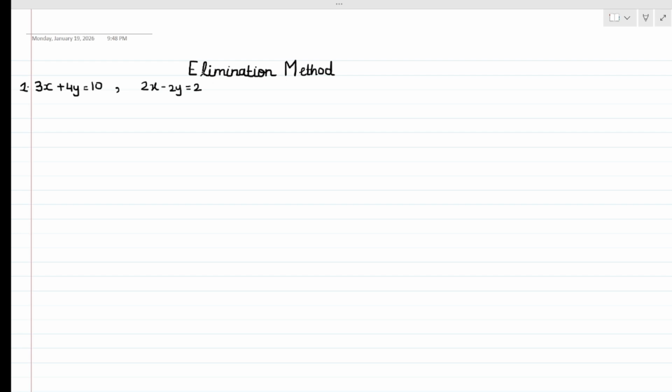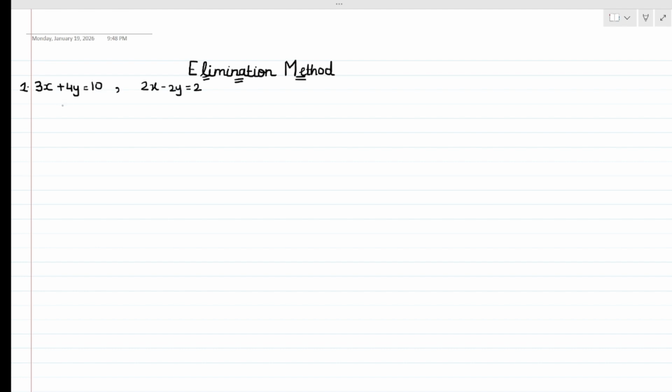As we studied earlier, there are three methods for the solution of a linear pair of equations in two variables. First we learned about the graphical method. Next we learned about the substitution method. And the third we are going to learn about is the elimination method. This is called the elimination method. Okay, so let's start with the elimination method.